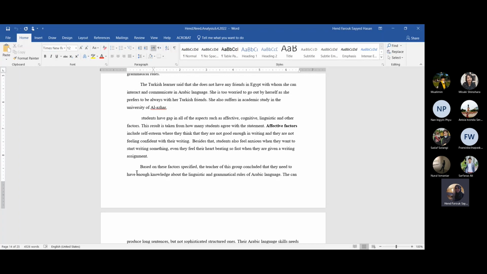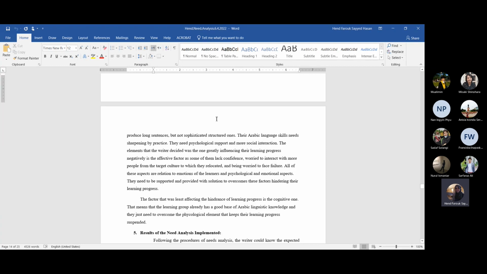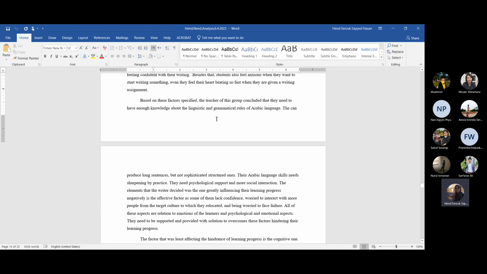Affective factors include self-esteem, where they think that they are not good enough in writing and do not feel confident with their writing skills. Besides, students also feel anxious when they want to start writing something, and they feel their heart beating so fast when they are given a writing assignment. Based on these factors, the teacher of this group concluded that they need to have enough knowledge about the linguistic and grammatical rules of the Arabic language, mainly to teach them about all aspects of Arabic, but to focus mainly on speaking.